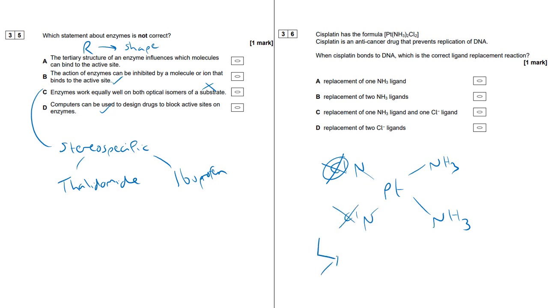That causes the DNA strand to kink, and therefore DNA replication can't occur, so therefore making it an effective anti-cancer drug. So answer D is the correct statement there.